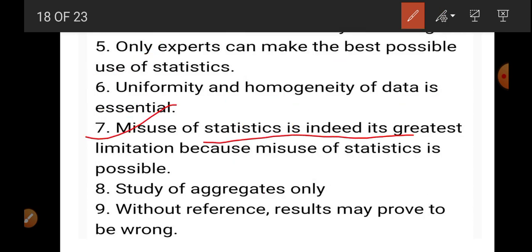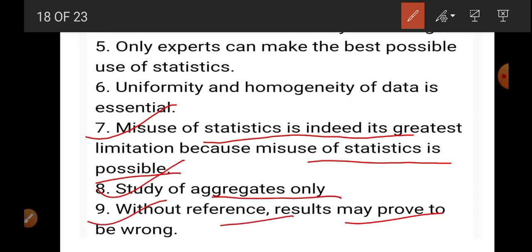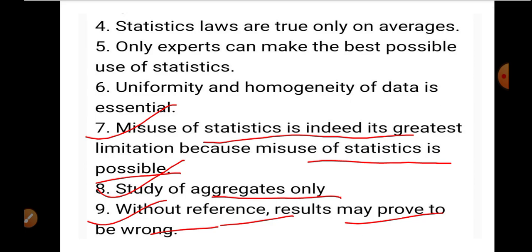Misuse of statistics is indeed its greatest limitation, because misuse of statistics is possible. If you collect wrong data, there will be a wrong conclusion. So there is always a possibility of misuse of statistics. Study of aggregates only, already I told you. Without reference, results may be proved wrong. What do you mean by this? If you have not written all the details, you cannot explain it, and it is going to be a wrong explanation.